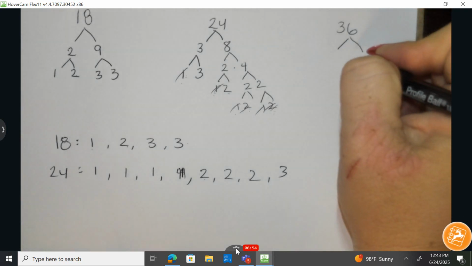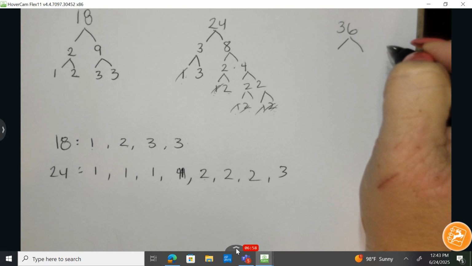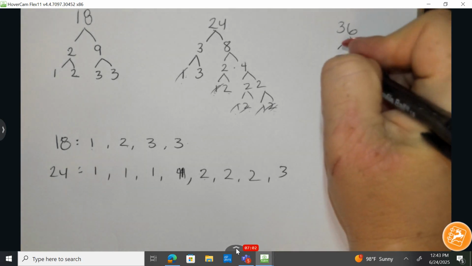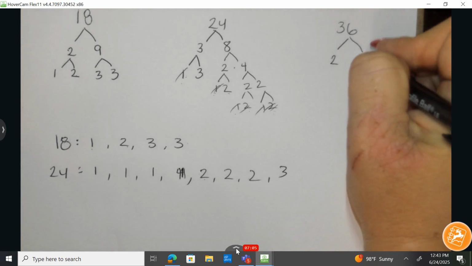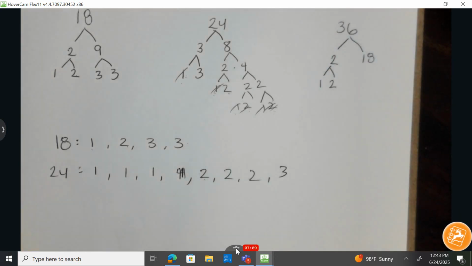All right, I'm going to start with 1 times 36. Again, you could do 2 times 18 or 3 times 12. It's up to you. Maybe this time I start with 2 times 18. Now, the only way to achieve 2 is 1 times 2. So I've already put it into prime form.